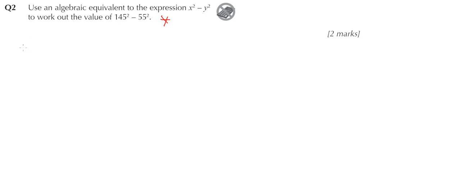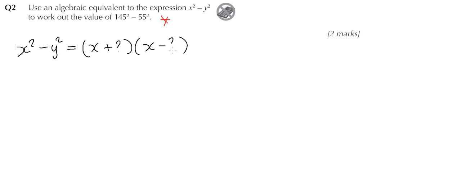So, we've got x squared minus y squared. We can write this in 2 brackets, if you remember. What it means is that I have x plus something and x minus something. Okay, let's take an example. Let's make this 1. So, x plus 1 and x minus 1.